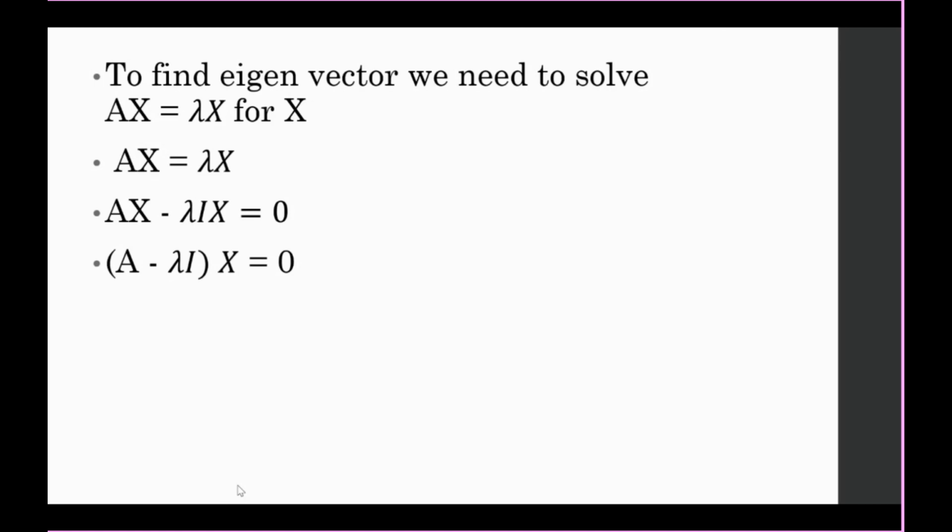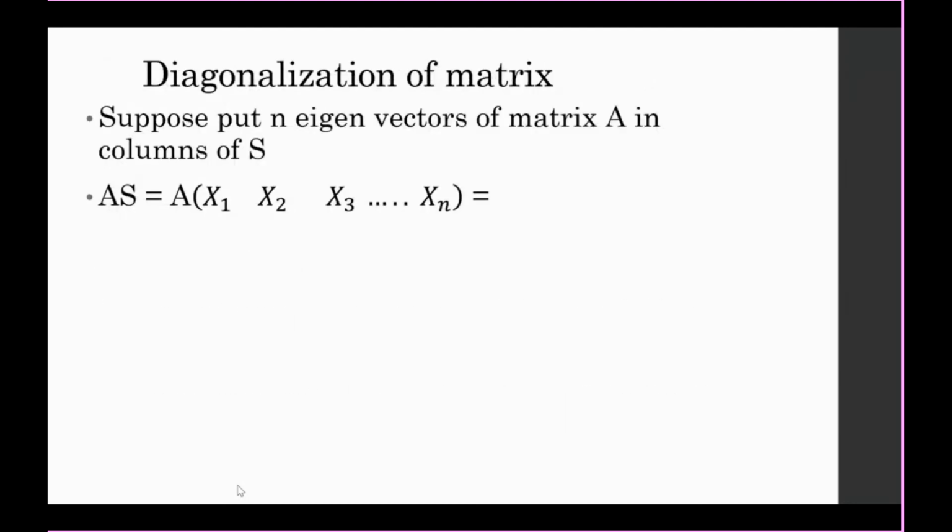So we know the procedure: to find the eigenvalues, we use the determinant of A minus lambda I equal to 0. But we are supposed to know what the determinant means. So this is a matrix, and let us see what is meant by the determinant.